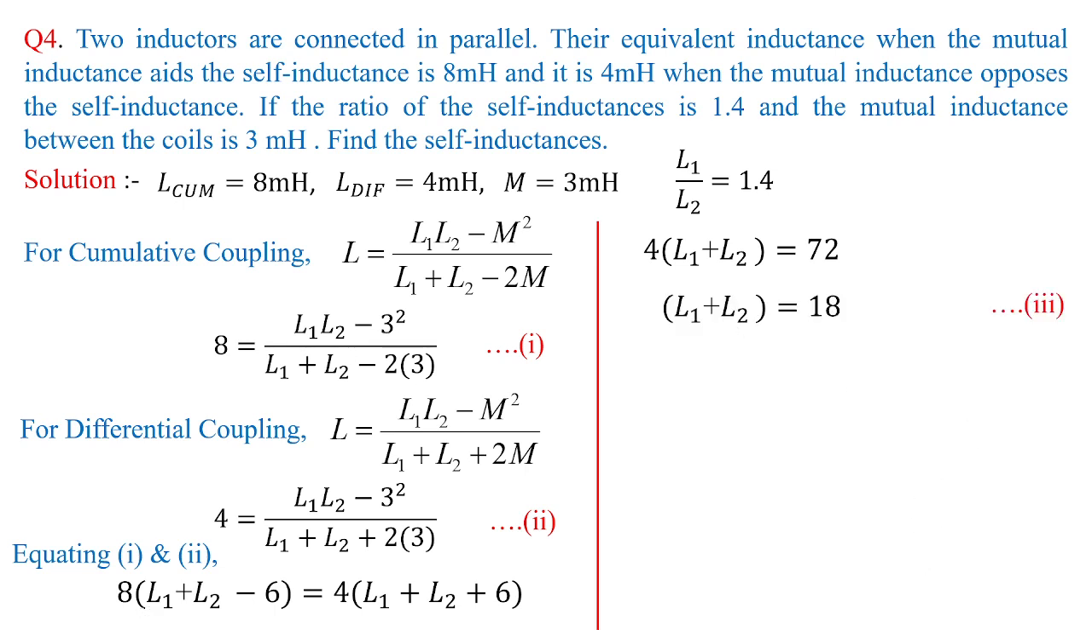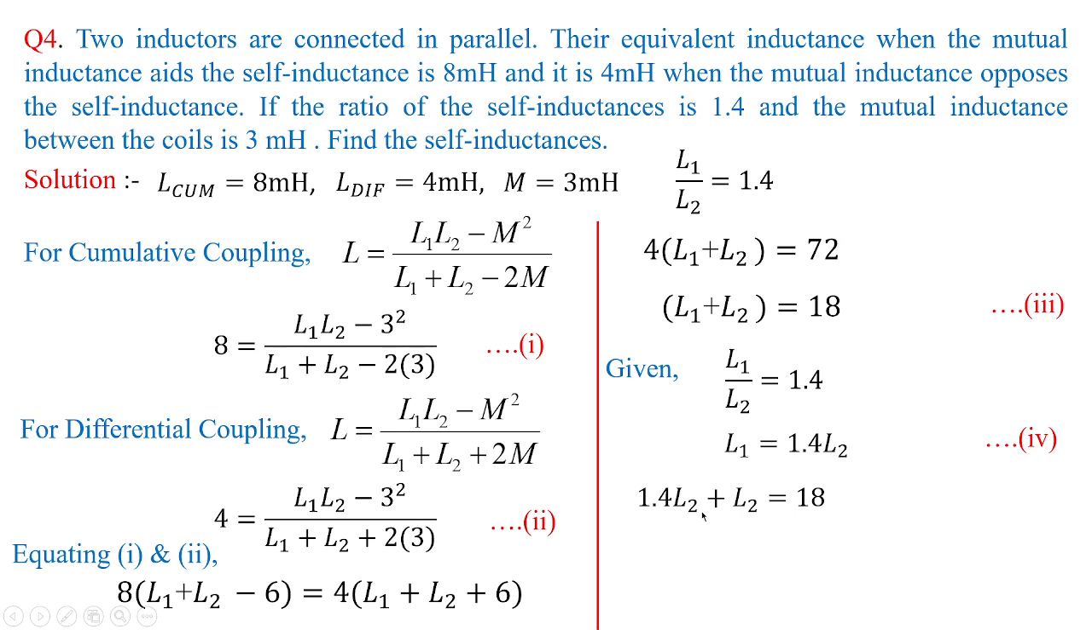Let me take this as equation 3. Also, given data that L1 by L2 is equal to 1.4, this implies L1 equal to 1.4 L2. If you take L2 by L1 equal to 1.4, the equation changes, so keep that in mind. Here I am assuming L1 by L2 equal to 1.4, so L1 will be equal to 1.4 L2. I'll take this as equation 4 and substitute in equation 3.